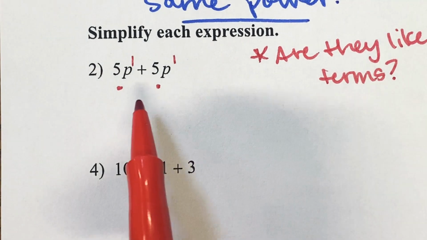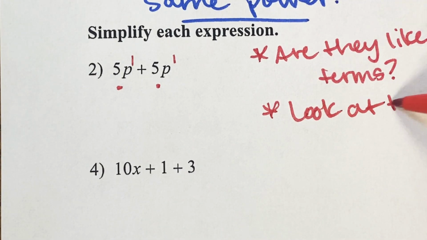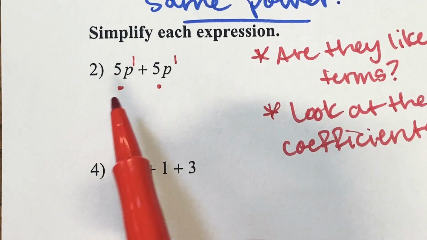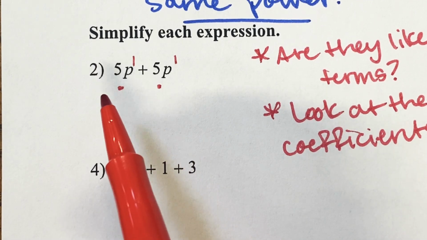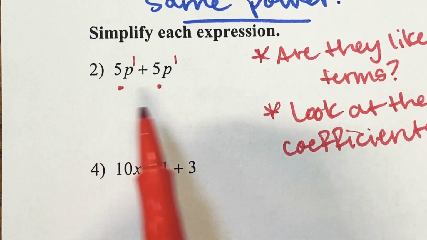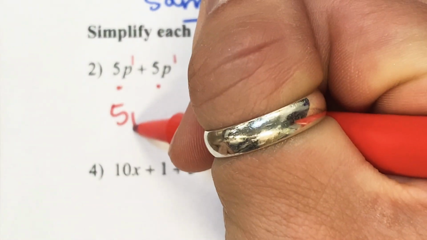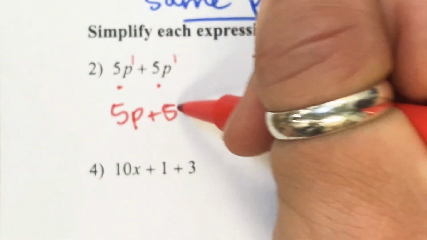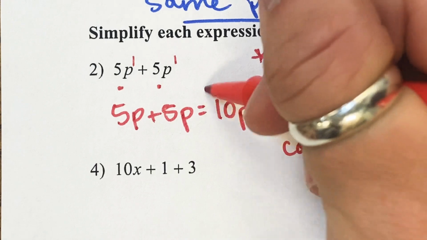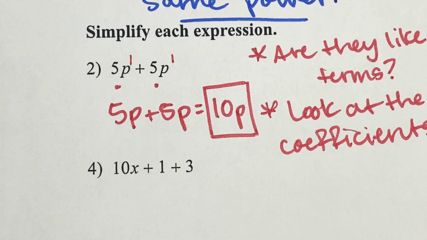Okay, once we identify if they're like terms or not, then all we have to do is look at the coefficients. So once we look at the coefficients, think of it like this. So 5 pumpkins, since it's fall. So we have 5 pumpkins plus another 5 pumpkins, right? The variable is just representing a value. So if we have 5 plus 5, or 5p plus 5p, how many p do we have? Okay, we have 10p. And there we go. That is simplified.